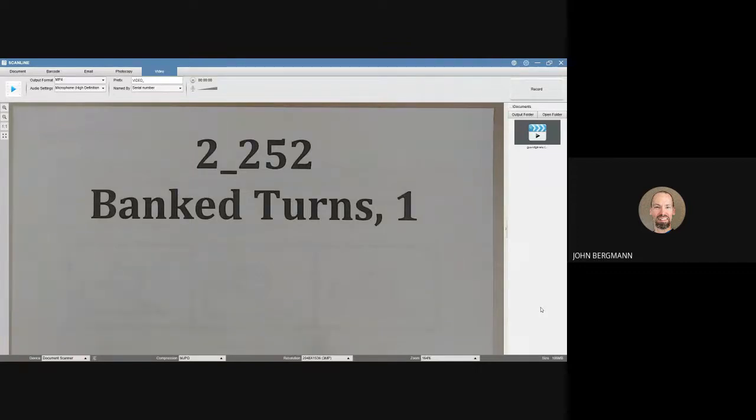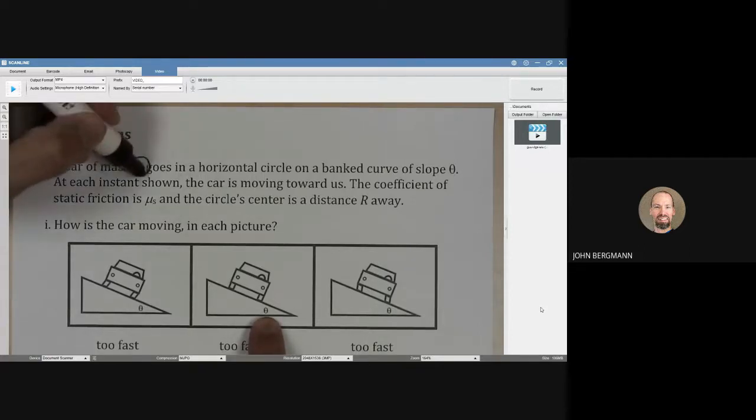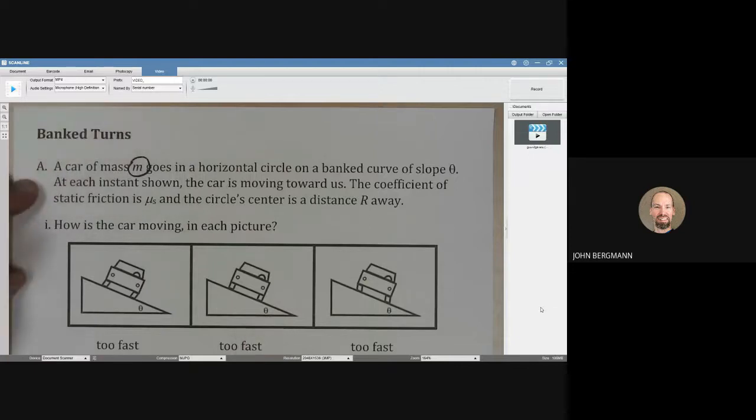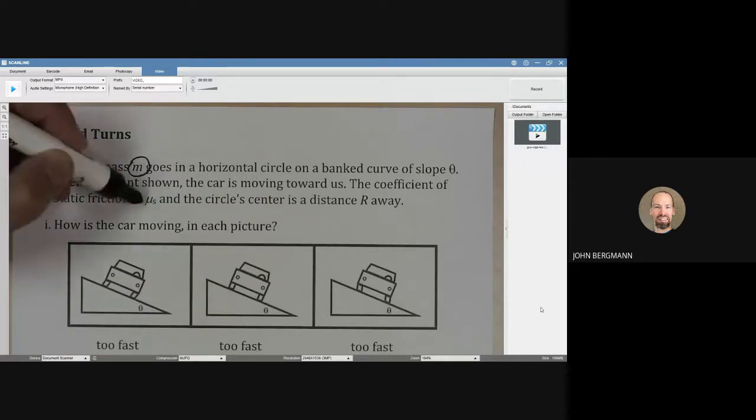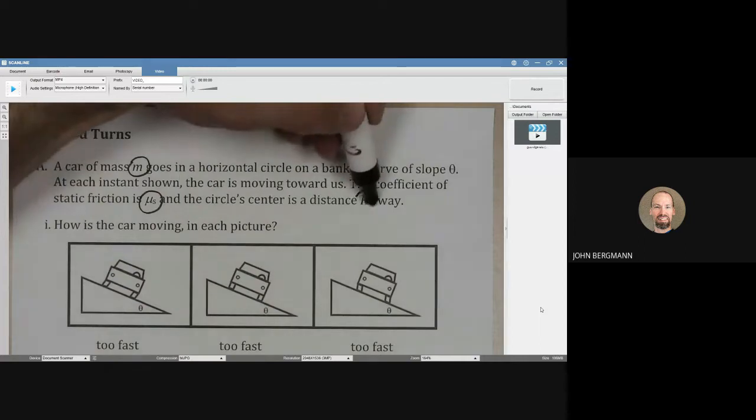This video is on banked turns. A car of mass m goes in a horizontal circle on a banked curve of slope theta. So you can see the slope here in the picture, and the car has a mass of m. At each instant shown, the car is moving toward us. You can see the headlights there. The coefficient of static friction is mu sub s, and the circle's center is a distance r away.